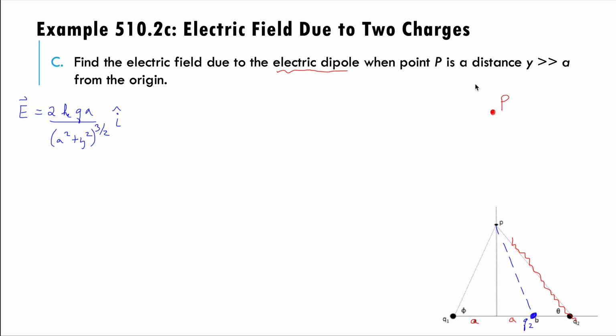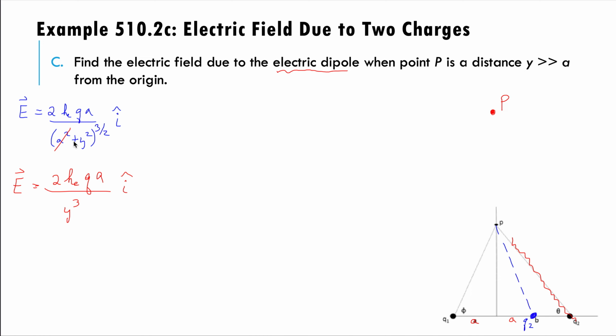So what this means when we look at our previous answer is that in the denominator over here, if y is much, much greater than a, then it's going to dominate this expression and effectively cancel out the contribution from a squared. So we're going to get 2 k_e Q a divided by y squared to the 3/2, which is y cubed. And this is going to be, once again, in the i direction, in the x direction.